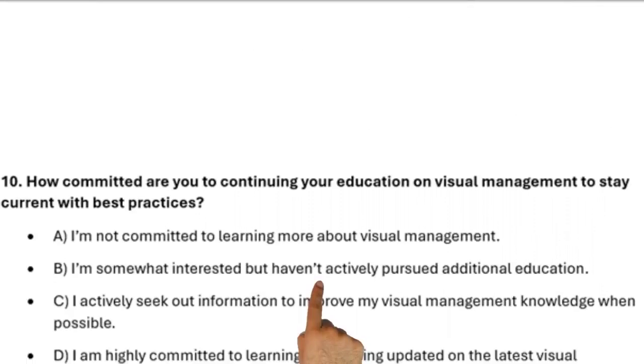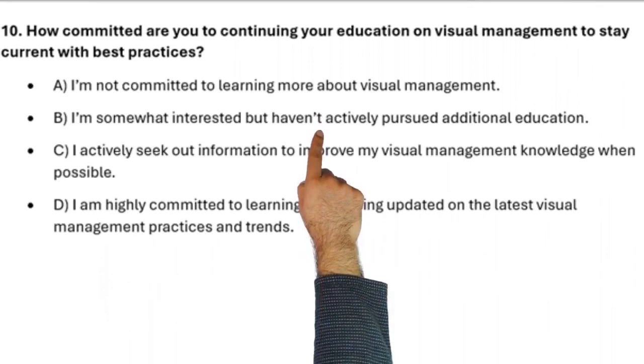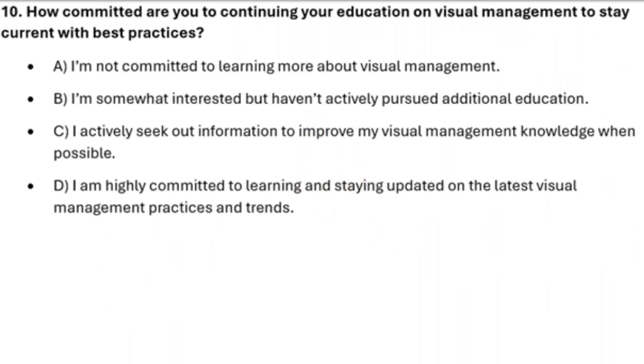10. How committed are you to continuing your education on visual management to stay current with best practices? A. I'm not committed to learning more about visual management. B. I'm somewhat interested but haven't actively pursued additional education. C. I actively seek out information to improve my visual management knowledge when possible. D. I am highly committed to learning and staying updated on the latest visual management practices and trends.